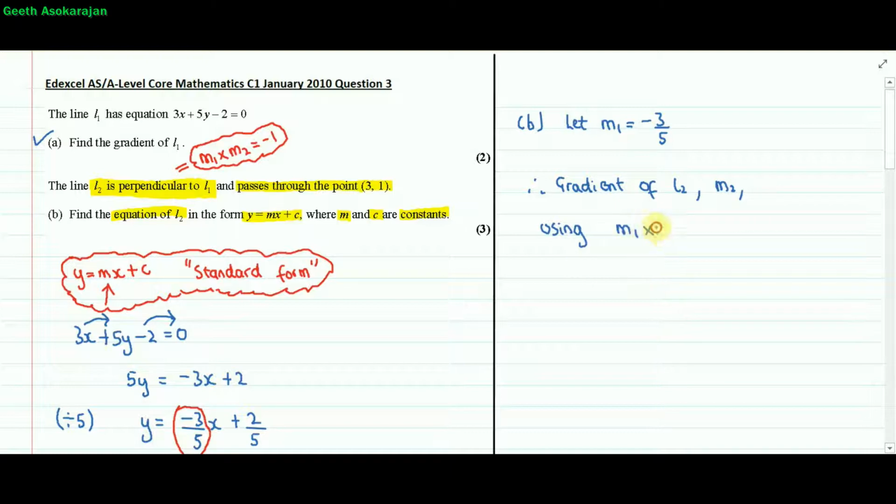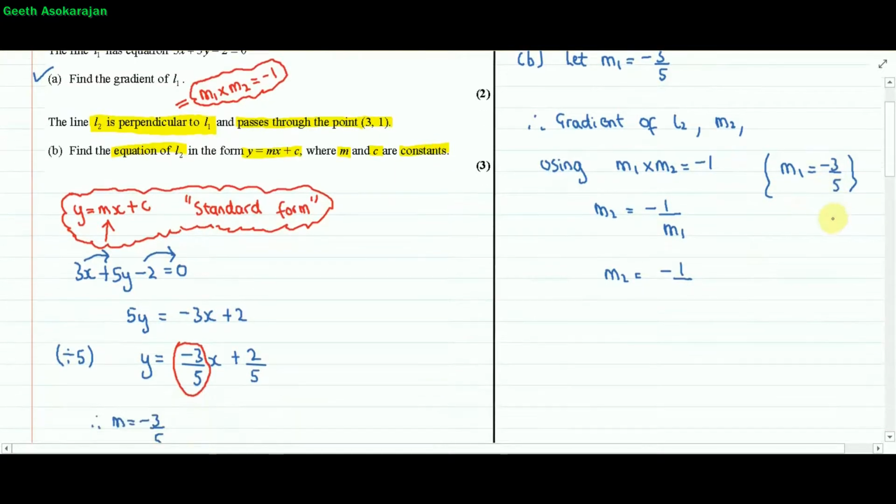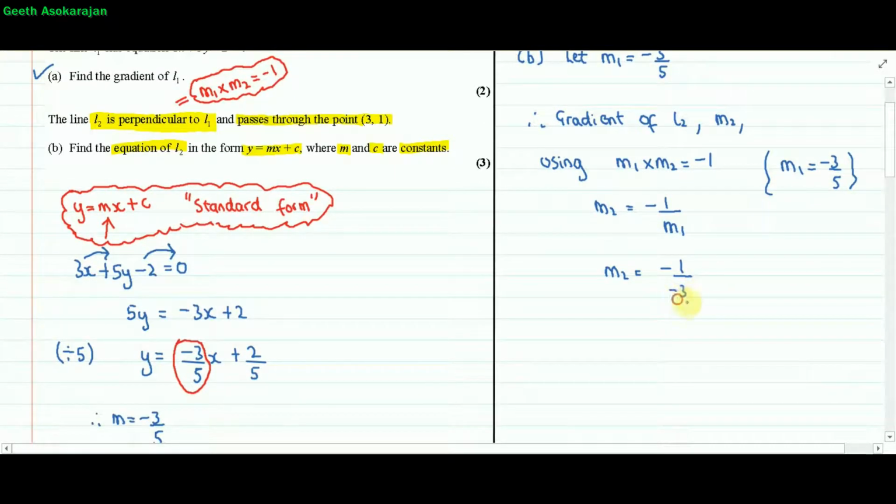Using this condition for when two lines are perpendicular, let's apply it. M1 times M2 is -1. M1 is -3/5. If I rearrange for M2, M2 is -1 over M1. So it's -1 divided by -3/5, which is 5/3. So 5/3 is the gradient of L2.